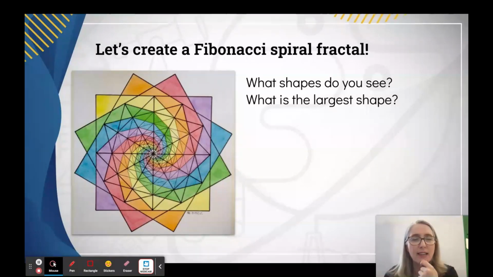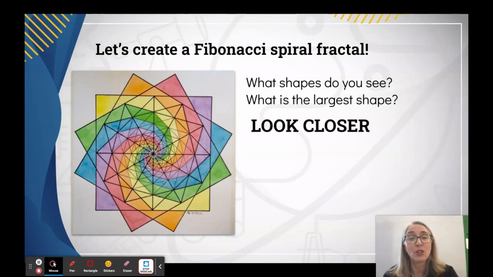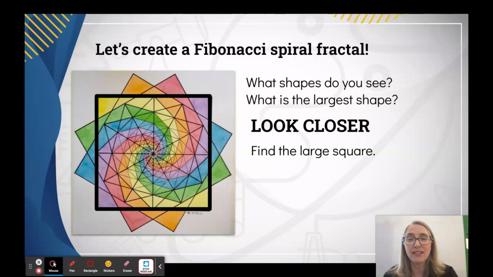So look at this example here. What shapes do you see? So most of you would say that you saw squares and that you saw triangles. Well, what if I told you that there aren't really any triangles in there? What's the largest shape that you can see? Look closer. Is that large shape, that largest square right there?